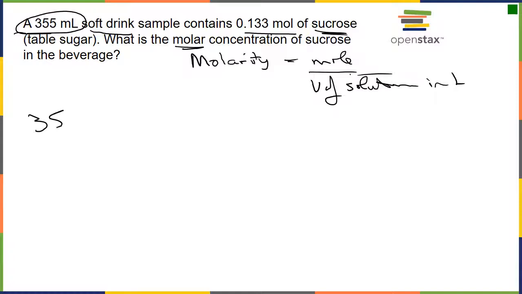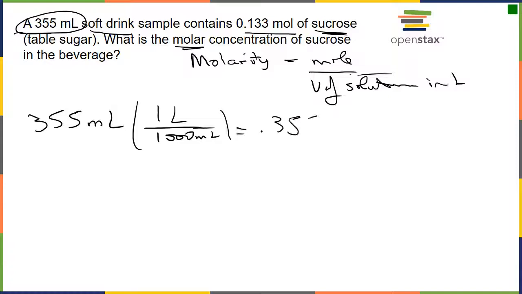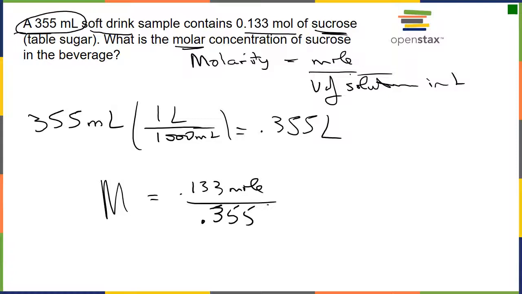So let's do our conversion. If we have 355 milliliters, we know there's 1 liter for every 1,000 milliliters, and we're going to have 0.355 liters. Our molarity is going to be 0.133 mole divided by the total volume of 0.355 liters, and we're going to have a concentration of this solution of 0.375 molar of sucrose, aqueous, meaning 0.375 moles of sucrose would be in 1 liter of the total solution.